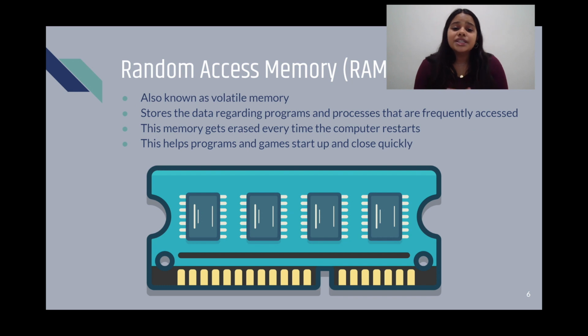Next, we have random access memory, or RAM. This is referred to as volatile memory. It stores data regarding programs and processes that are frequently accessed. The memory gets erased every time the computer restarts, and this helps programs and games that you frequently use open up quickly. RAM can easily be considered as temporary memory.